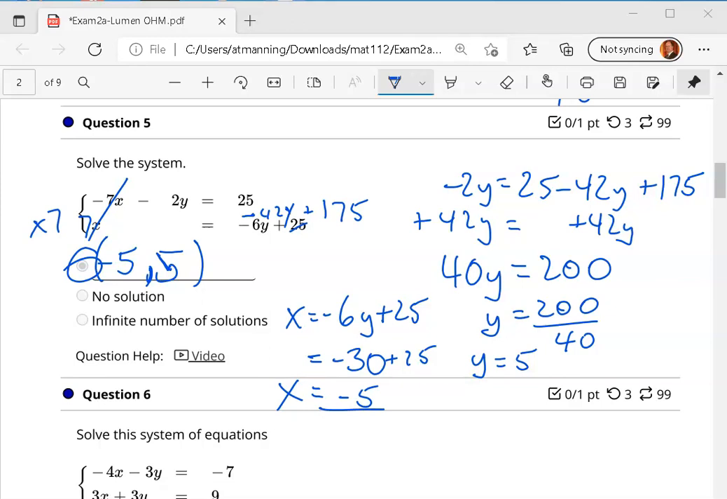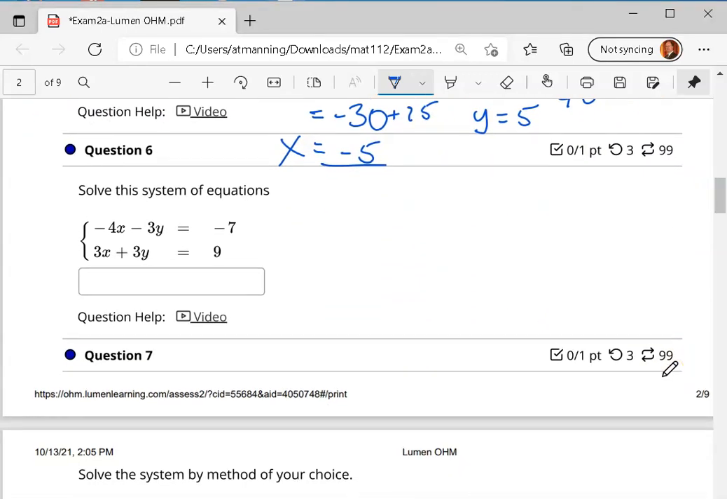All right, now a similar one over here. Oh, look at this. It's easy. Well, we can recognize, hey, look, I got negative 3y and a 3y. Let's just add these two together, and my y's will go away. So adding them together, I get negative 4x plus 3x. I get negative 1x. Minus 3y plus 3y, that's 0. So there's nothing there. Equals negative 7 plus 9 equals 2.